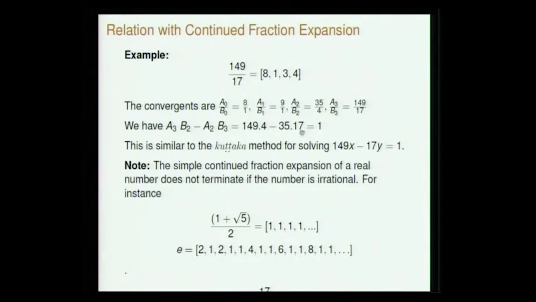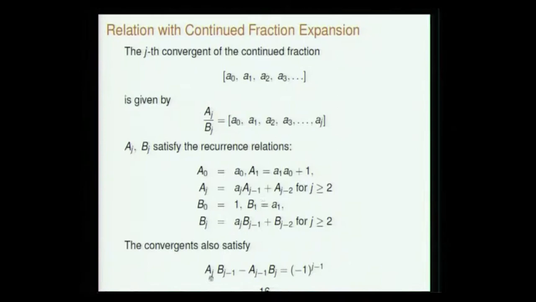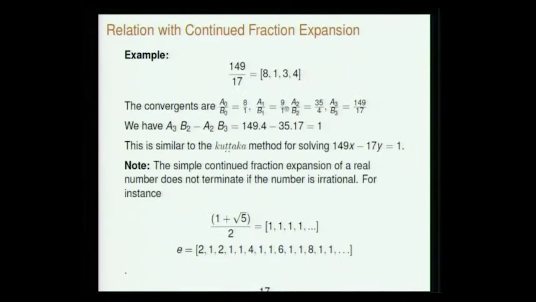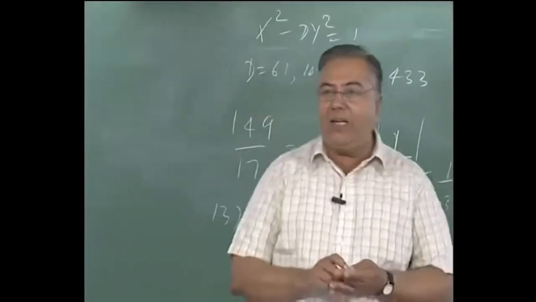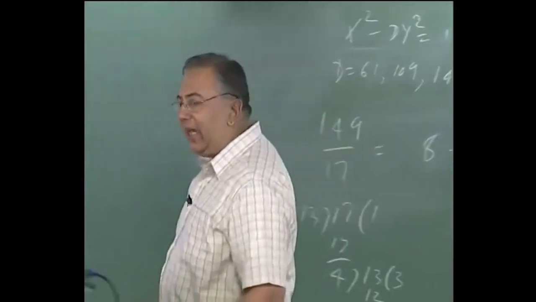Another interesting thing, just the connection with Kutaka: for this previous convergent, we wrote this relation, a_j b_(j-1) minus a_(j-1) b_j is (-1) to the power j minus 1. So you have the relation. You use this convergent 35 by 4: 149 into 4 minus 35 into 17 is equal to 1. So for this 149 by 17 and 35 by 4, these will be the two solutions for the Kutaka equation involving 149 and 17. So the entire continued fraction theory is as old as Aryabhata's Aryabhatiya, basically. The entire thing is there.